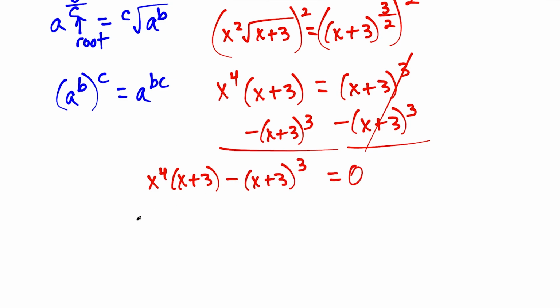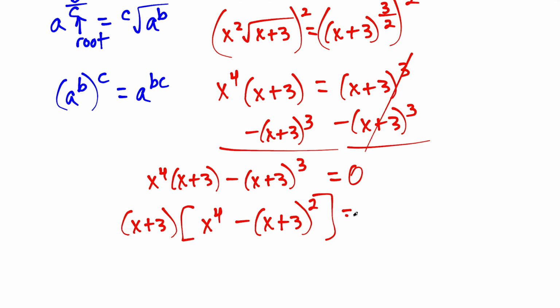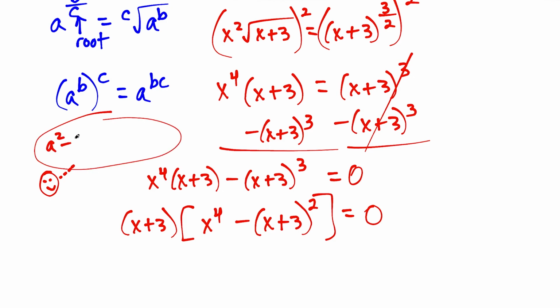So the next thing I want to do is factor out the x plus 3. We're going to be left with x to the fourth minus, this will reduce the x plus 3 to the third down to a power of 2, and then this is all equal to 0. Now from this step, we're going to use a difference of two squares. That's the idea we're going to use here: a squared minus b squared is equal to a plus b times a minus b.